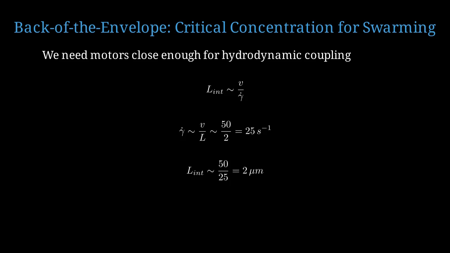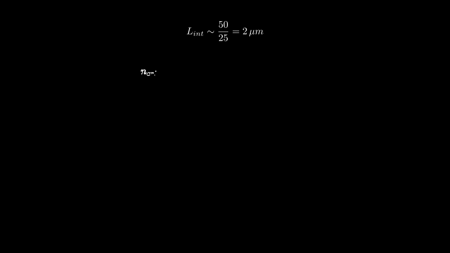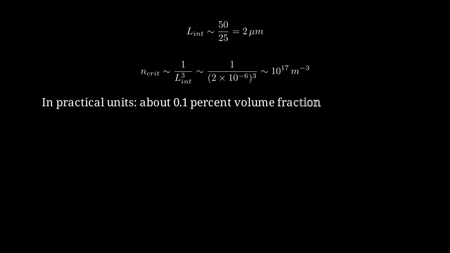So the interaction length is roughly 2 micrometers, similar to the motor size. The critical number density is roughly 1 over L interaction cubed, which gives us about 10 to the 17 particles per cubic meter, or 10 to the 11 per cc. Converting to volume fraction, for 2 micrometer motors, this corresponds to about 0.1% volume fraction. Above this concentration, collective effects become dominant.